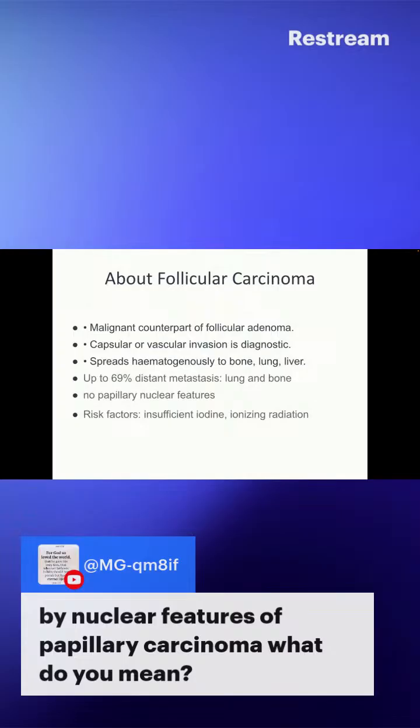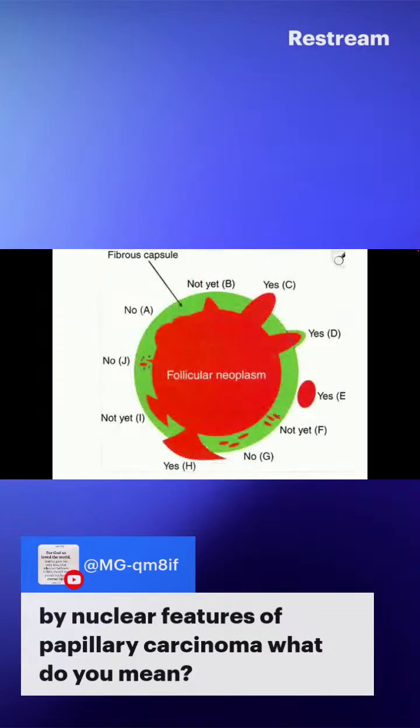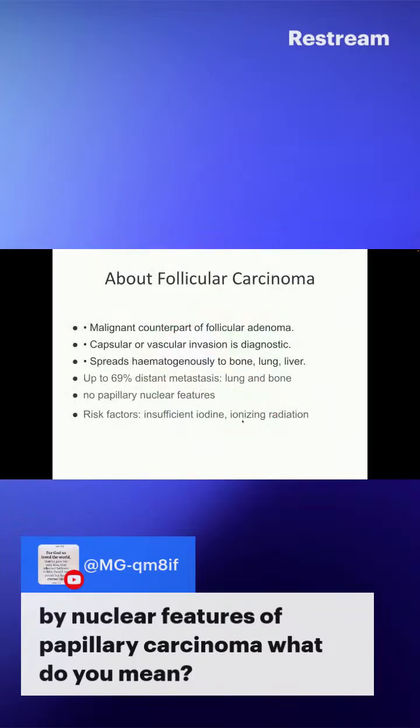There is a follicular variant of papillary thyroid carcinoma, which means that the lesion has the architecture of follicular carcinoma, but the nuclear features look like papillary thyroid carcinoma. So we treat it and consider it as papillary thyroid carcinoma, not follicular carcinoma. Risk factors are insufficient iodine or ionizing radiation. But in recent studies, they're saying that radiation is not really a factor. So it's really controversial in follicular carcinoma.